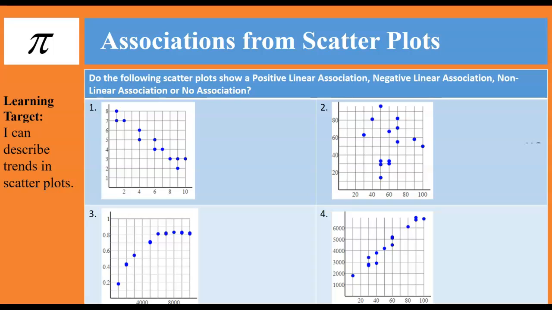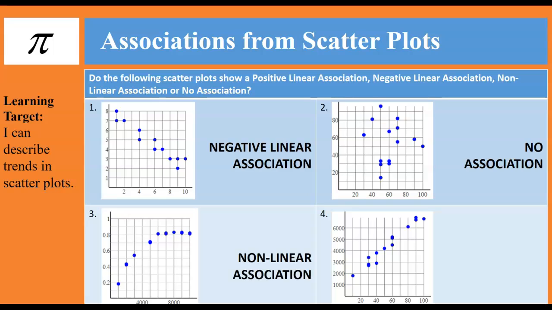So let's take a look and review a little bit our associations from scatter plots. Did they show a positive linear association, a negative linear association, a nonlinear association, or no association? So our first one was negative linear, our next one was no association. We talked about that this was nonlinear, and then we had that positive linear association.